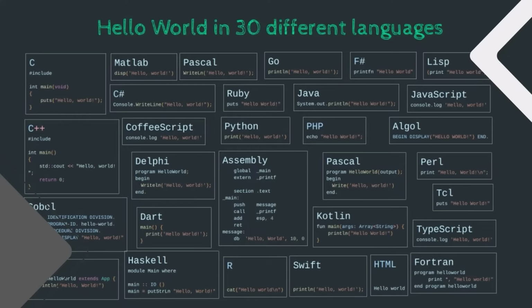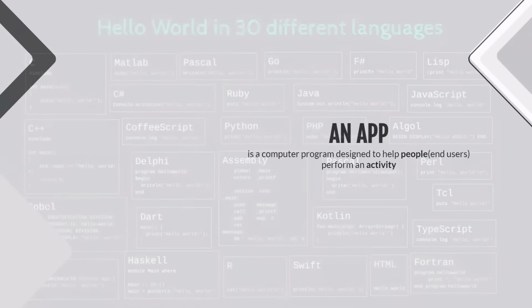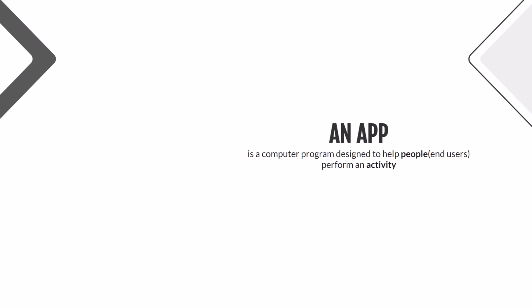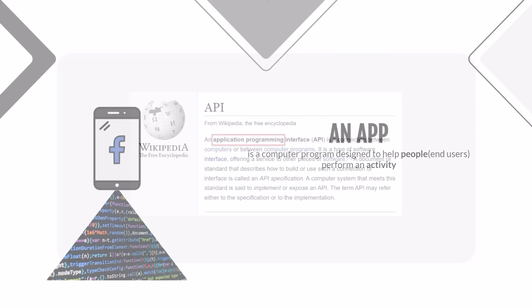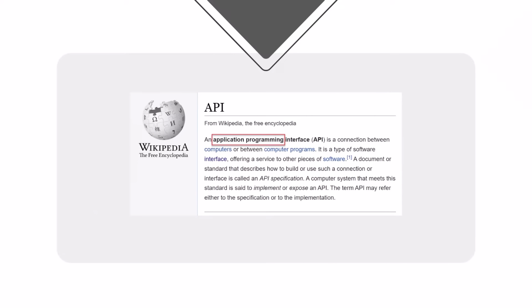Let's continue our journey. To summarize, application programming is short in an app. An app is a computer program designed to help people perform an activity. For any activity, we have an icon on our smartphone. And under those icons are hidden thousands of lines of code. We have discovered the first 2 letters from the API acronym, A and P, which stand for application programming.